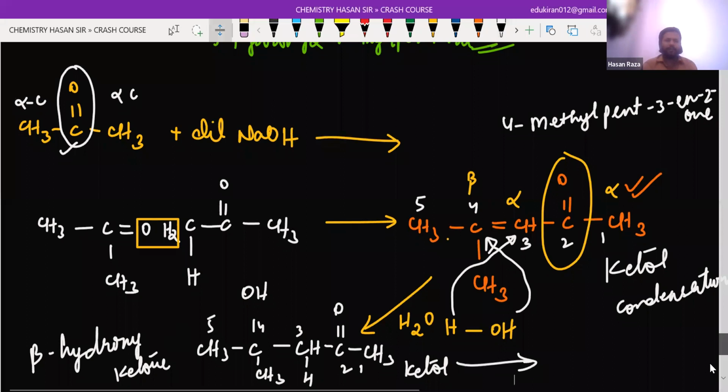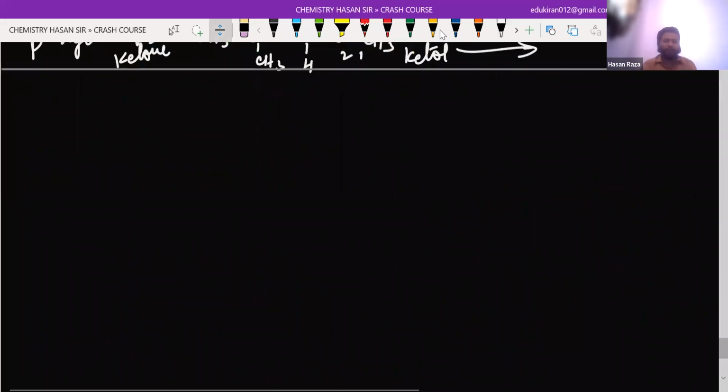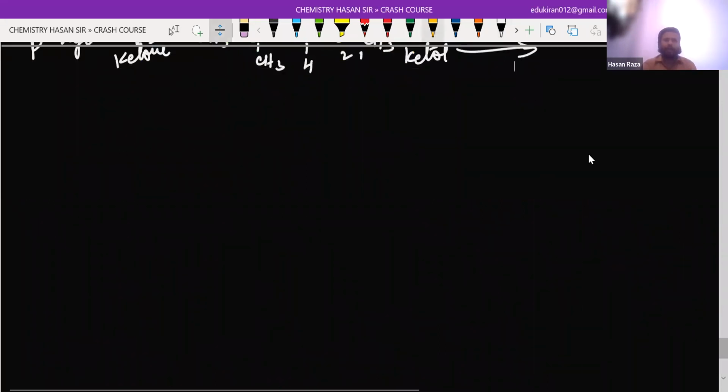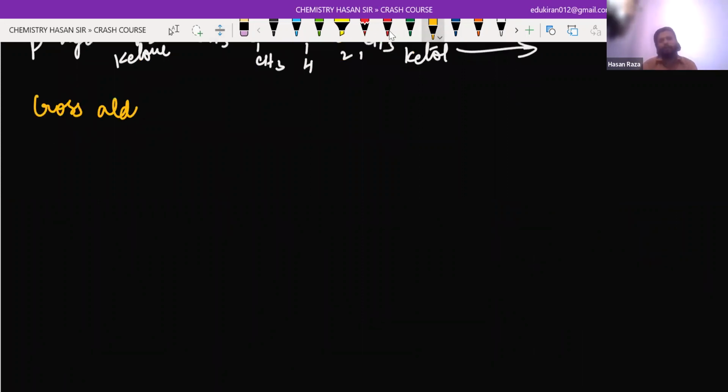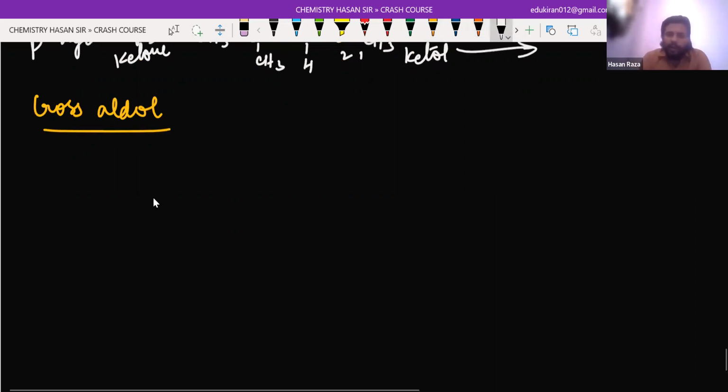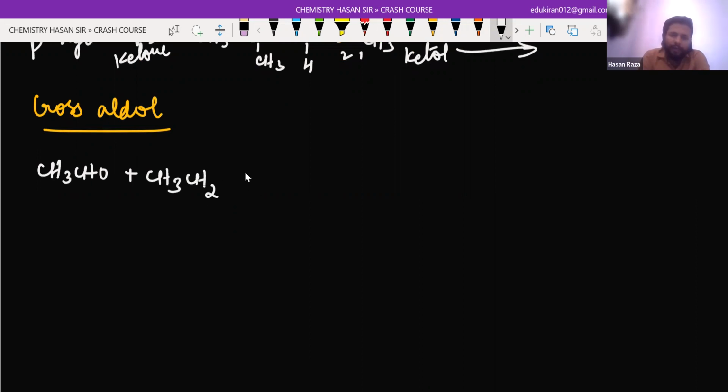Now, this is self-aldol. Now, we are going for cross-aldol. Cross-aldol, that means two different molecules. So I'm going to explain it here. You can do it on your own. You can see there is CH3CHO, ethanal, and you are going to react this with propanal. You are going to do it with dilute NaOH. What will be the product?